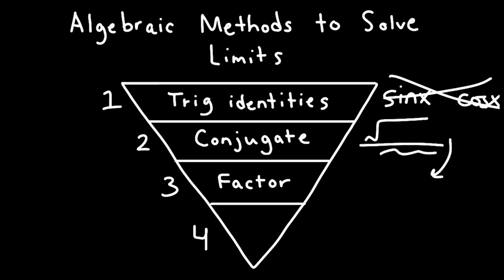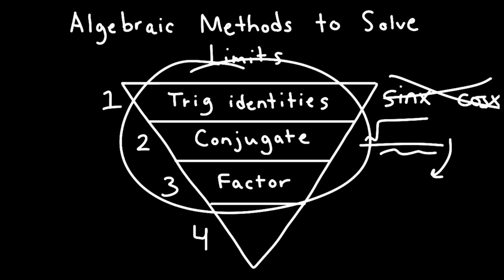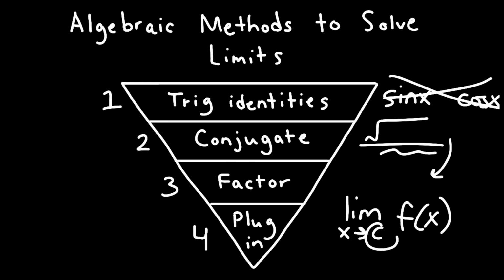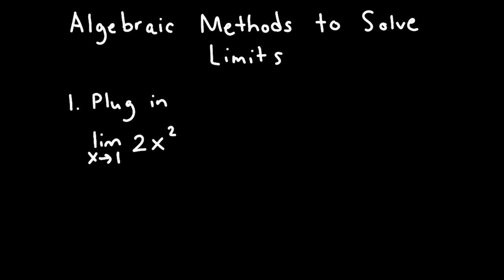Now finally, if you can't do any of these three things, you're going to go ahead and just plug in whatever the parameter of the limit is. And in my last video, I did explain that the parameter of a limit is simply whatever value it's approaching. So in this case, c. Now I'm going to go over each of these algebraic methods in turn, starting off with plugging in.